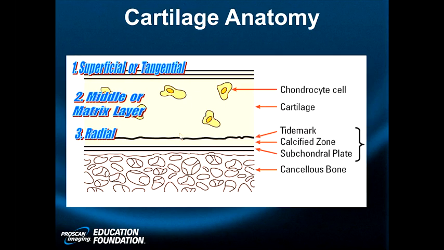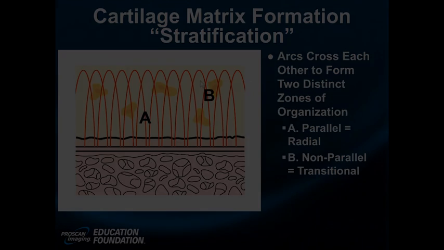So here is the phenomenon of stratification, showing you the deeper radial layers that are darker. They're broken down into the radial tide mark, the calcified zone, the subchondral plate, and then you get into the cancellous bone. So if you've gone through here, that's a whole different animal than if you're in here, in the middle layer, which is a little bit grayer, and then the superficial layer covered by synovium, which is a little bit brighter. Now, the cartilage matrix is actually formed in arcs, so it's parallel.